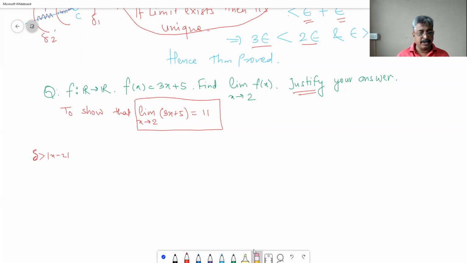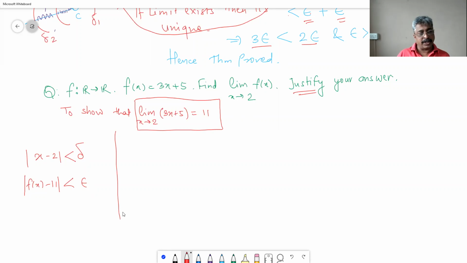Or maybe let me write it in the opposite direction. Absolute value of x minus 2 is going to be less than delta. That means all those x which are in the delta neighborhood of 2. And what is the meaning of epsilon neighborhood of 11? It is absolute value of f of x minus 11 should be less than epsilon. That is the meaning of epsilon neighborhood of 11. This is delta neighborhood of 2.